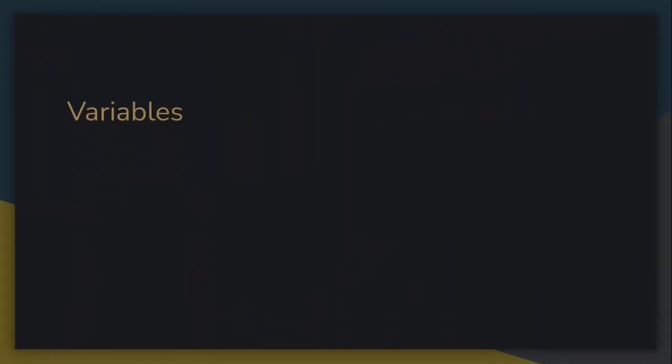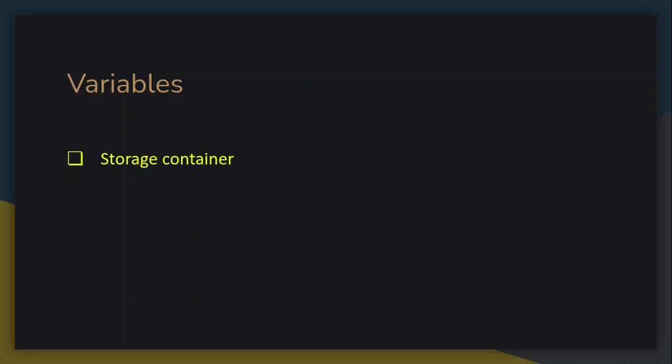Cool. So let's dive right into variables, right? So what is a variable? A variable, right, is a container that you use to store values in programming, right? So you want to store values in a container, which is named a variable. So that's why it's referred to as a storage container, right?